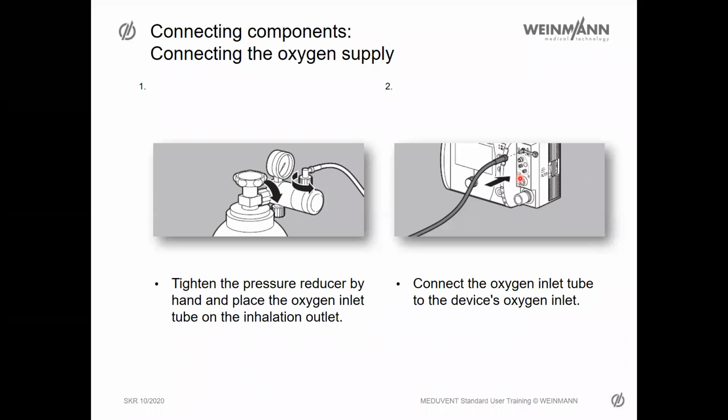Third thing, connection of the oxygen supply. We have the oxygen inlet here on the pressure reducer or on the concentrator or on the flow meter, as Samir told. And the second end of the tube has to be mounted at the MEDUVENT standard on the oxygen inlet.